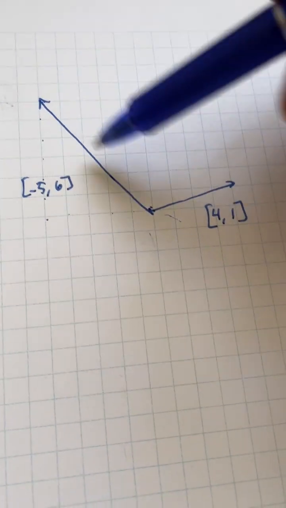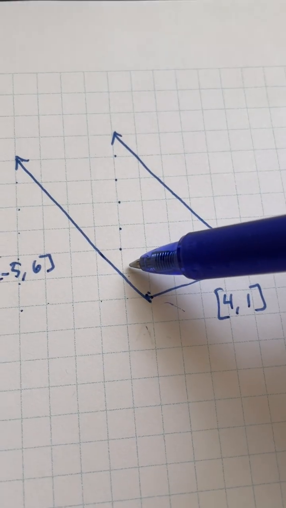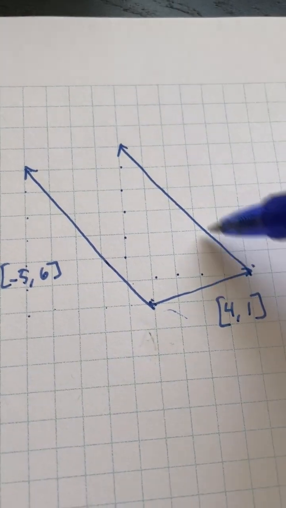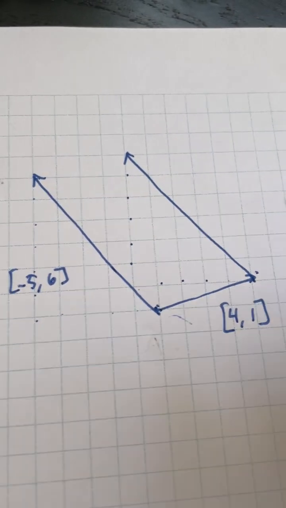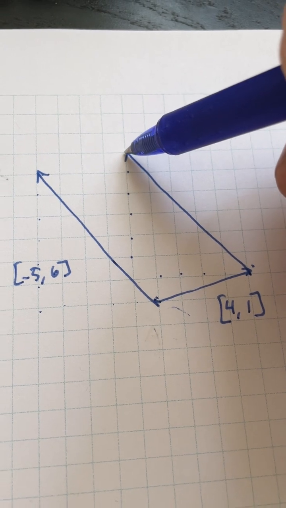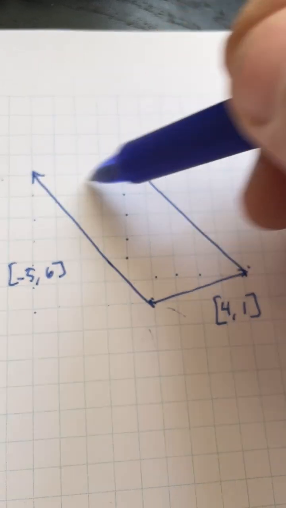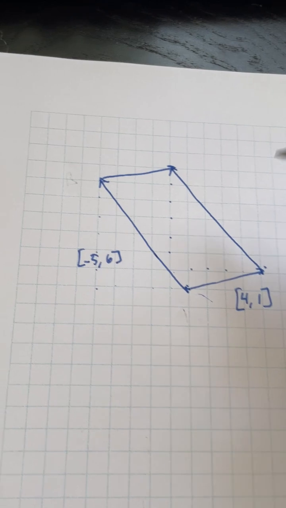Repeat this vector starting at this point, -5, 6. 1, 2, 3, 4, 5, 1, 2, 3, 4, 5, 6. Draw the arrow and it should look parallel and the same distance. And then we'll just close the parallelogram by completing this line, which is also 4, 1. Now we want to label the points A, B, C, D, but let's be careful to do that.